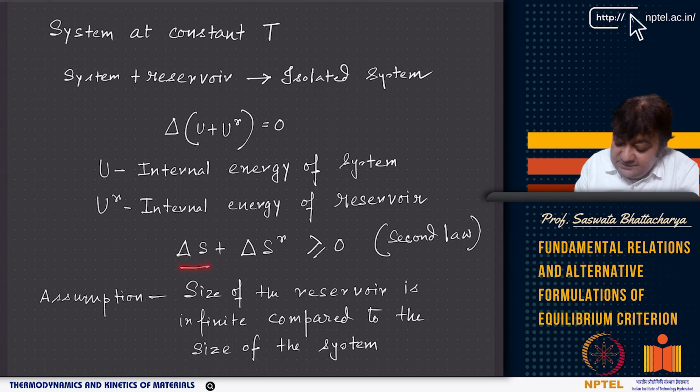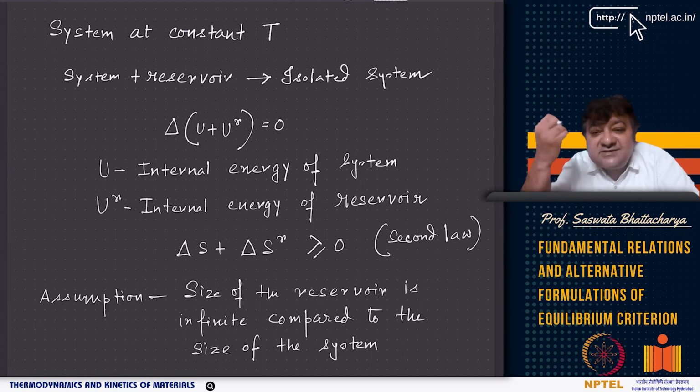Delta S plus delta SR is equal to 0 for reversible processes. Otherwise it has to be greater than 0. Now, one of the assumptions when I define a reservoir is that the size of the reservoir is infinite compared to the size of the system. There is a very infinitesimal change, so nothing basically changes. Even if UR is changing, it changes so slightly that the temperature of the reservoir remains fixed.